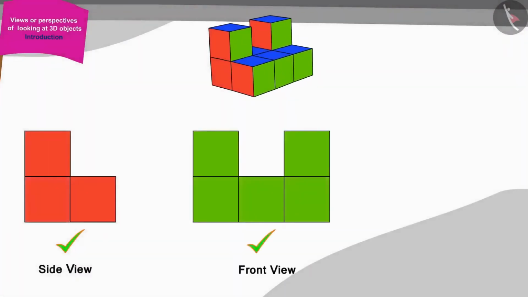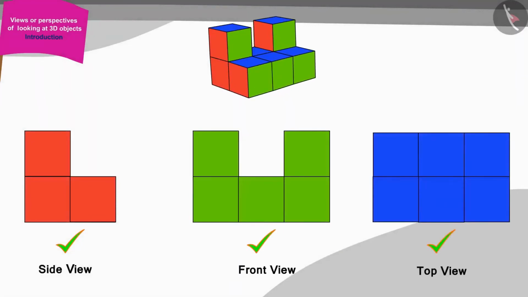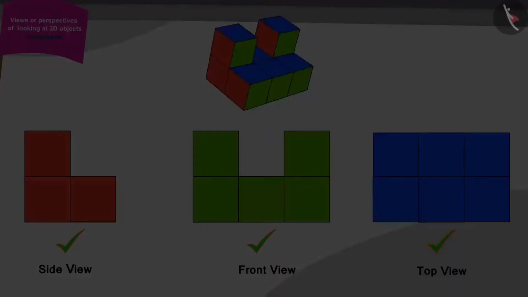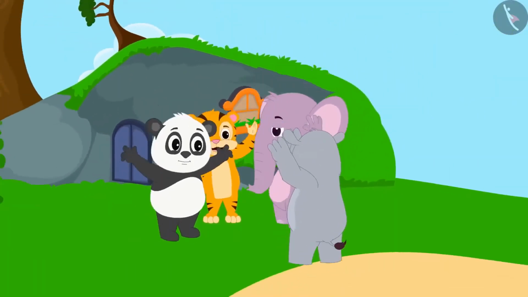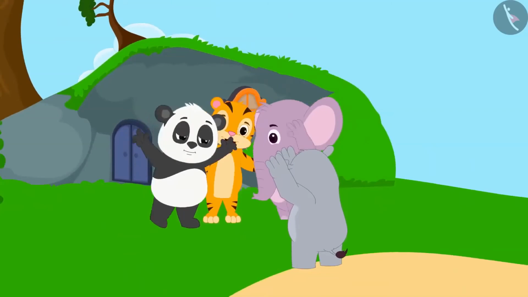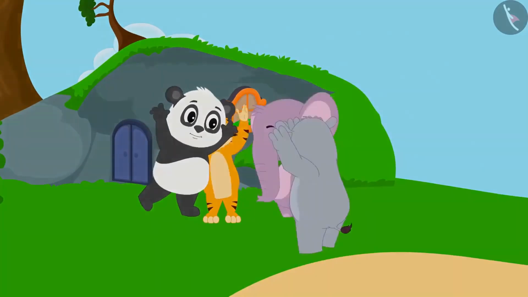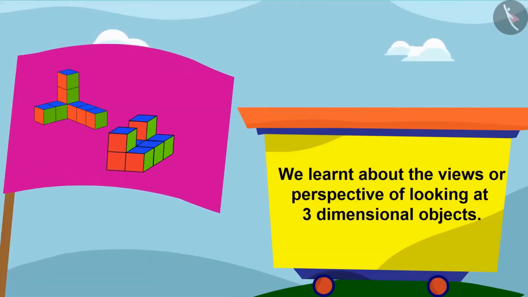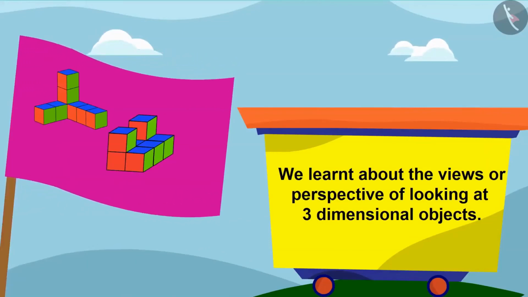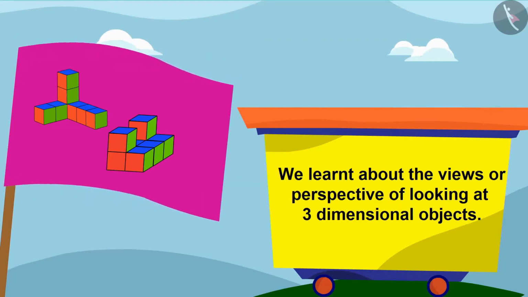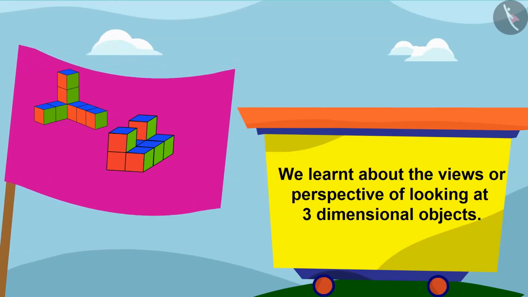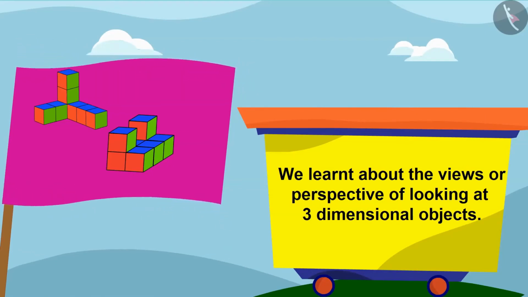Well done, children. You have made a perfect picture. All friends kept playing together. Children, you can also play this kind of game with your friends. Children, in this lesson, we learned about the views or perspectives of looking at three-dimensional objects.